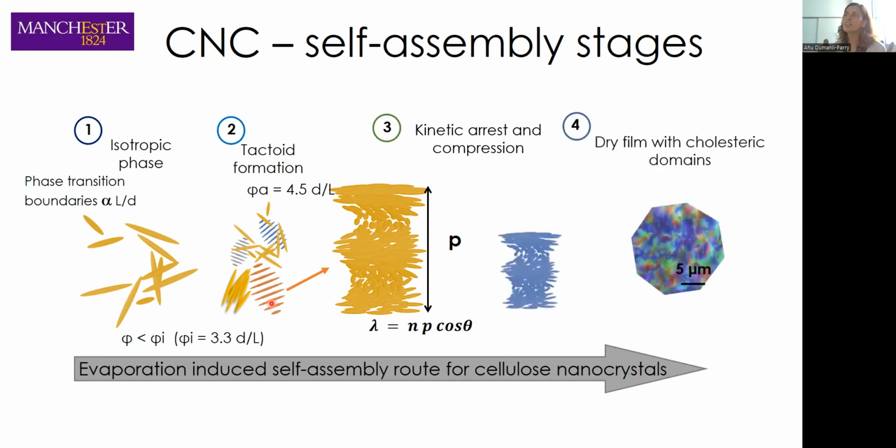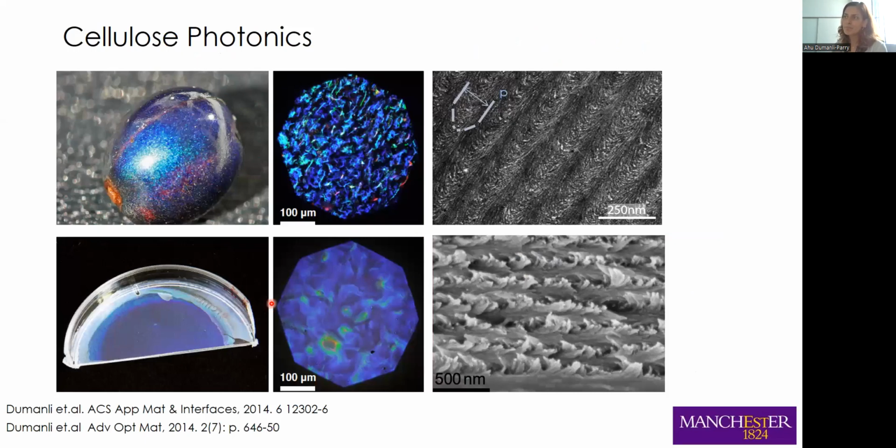And at this kinetic arrest, what happens is that the structure is completely compressed, and it comes into the dry film with cholesteric domains. Luckily, that compressed state is really on the order of the visible wavelength, so we end up with very colorful photonic cellulosic films, basically. This event and the films you make through this is very similar to the structural color that happens in nature through cellulose polymers of the cellulose themselves.